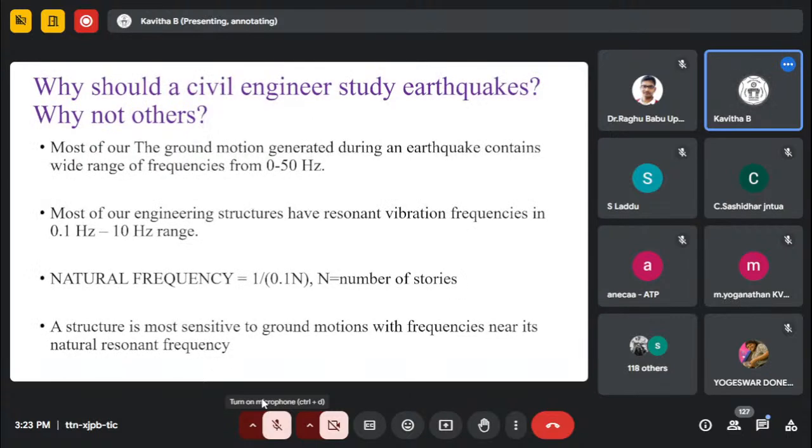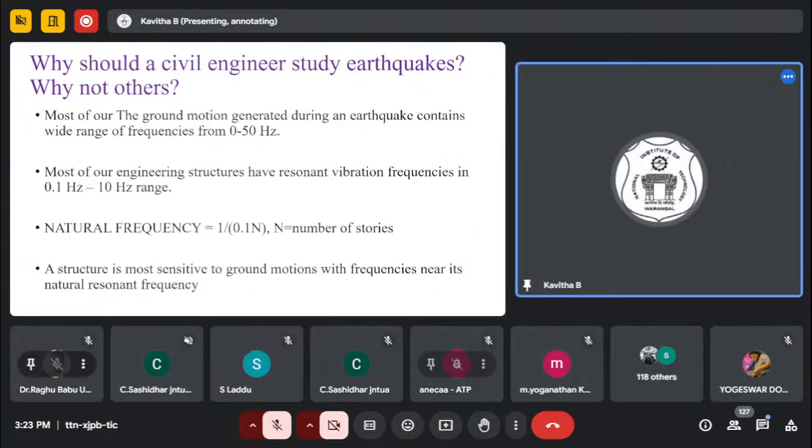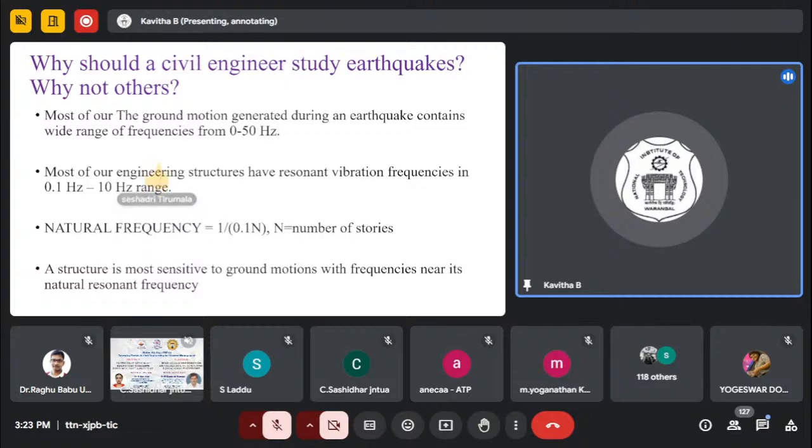First, we will see why earthquakes got sudden popularity among all other natural disasters. Why we are bothered about earthquakes is that our structures, whether a building or a bridge, have a natural frequency more or less equal to the earthquake wave frequency. Whenever an earthquake comes, it reaches the structure in the form of seismic waves. These seismic waves have frequencies varying from 0 to 50 Hz. Similarly, our civil engineering structures, buildings or bridges, have frequencies of more or less 0.1 Hz to 10 Hz.